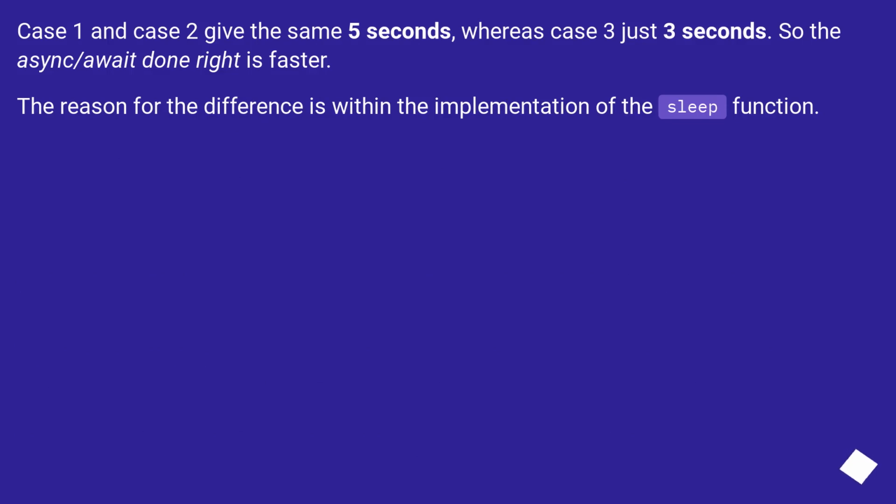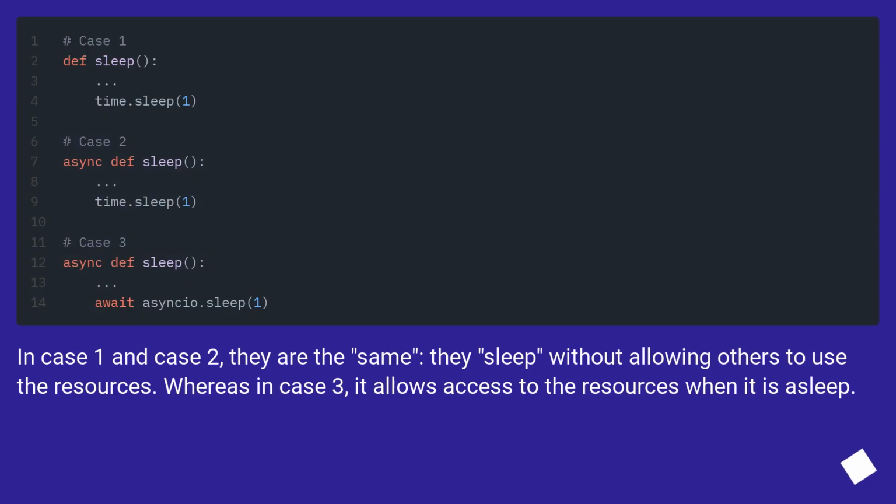The reason for the difference is within the implementation of the sleep function. In case 1 and case 2, they are the same, they sleep without allowing others to use the resources. Whereas in case 3, it allows access to the resources when it is asleep.